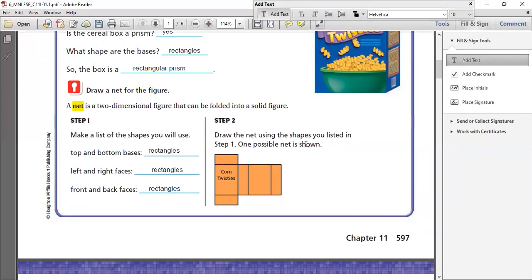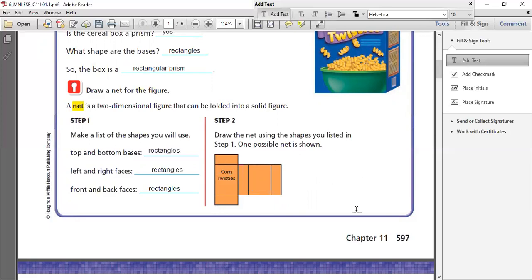Now draw the net using the shapes you listed in step 1. One possible net is shown. So this is one of the possible nets. What do they mean by one of the possible nets? You can draw this net in another way too. Now this is the way they drew. It doesn't need to be the same way which they have drawn, no, there are many ways to draw. For example, instead of these two sides coming here, you can also put the two sides here. It doesn't matter. Anyhow, when you fold it, you will get the same rectangular prism.